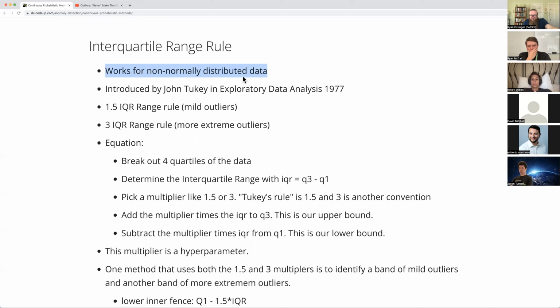The IQR range rule came out in 1997 from John Tukey, kind of the Elvis Presley of statistics. And we've got the formula in here. The multiplier for IQRs, you could usually set it to 1.5 to filter out mild outliers. And as you increase that multiple K, we filter out more and more extreme outliers and keep more and more of the rest of the data.